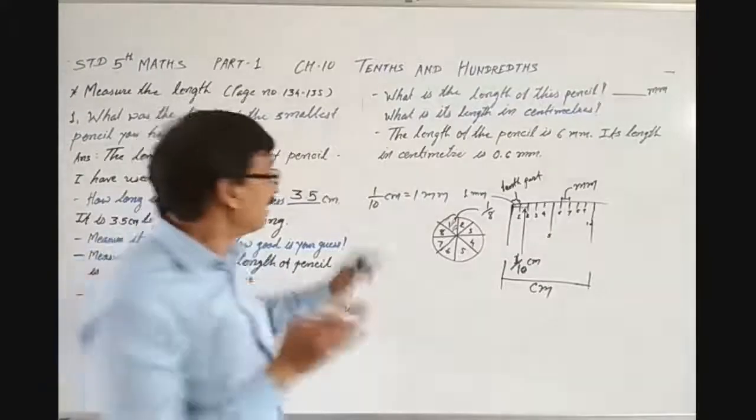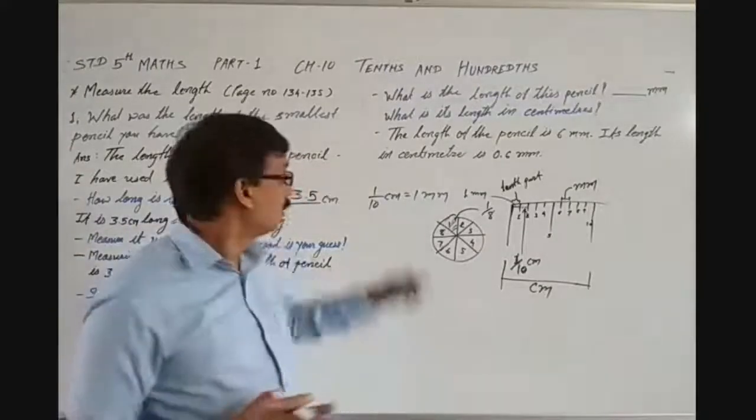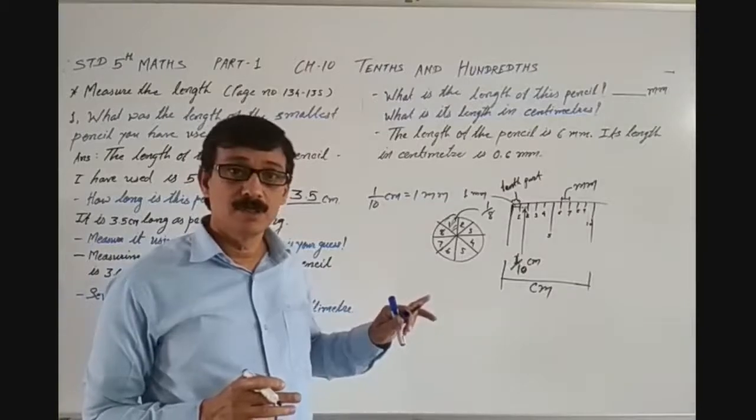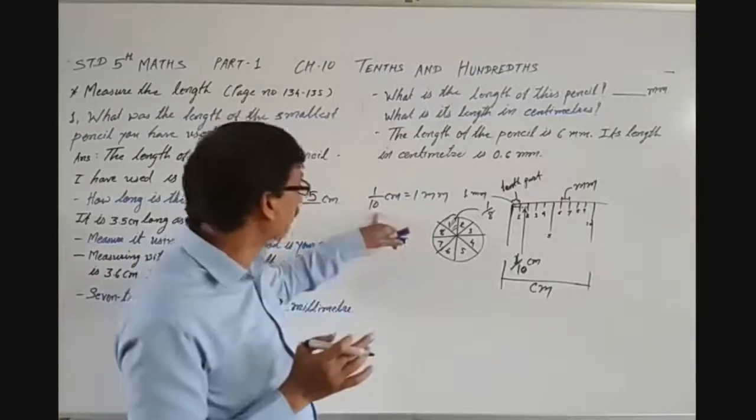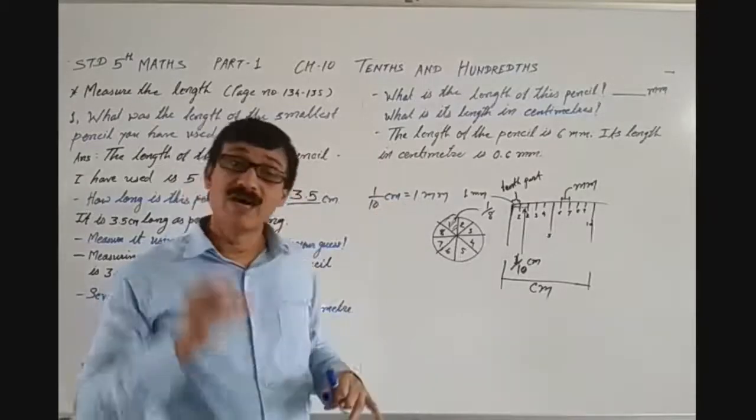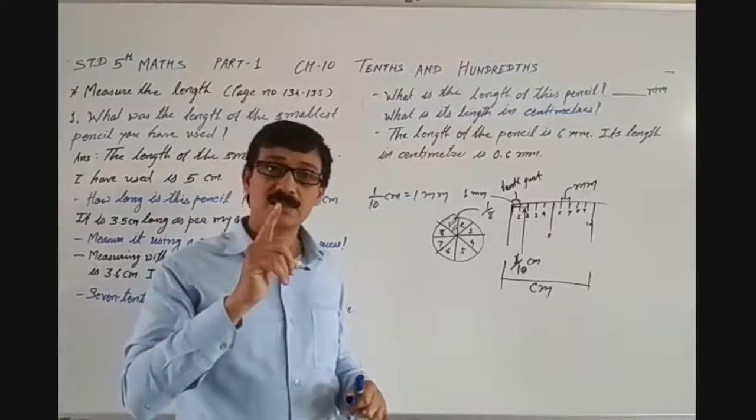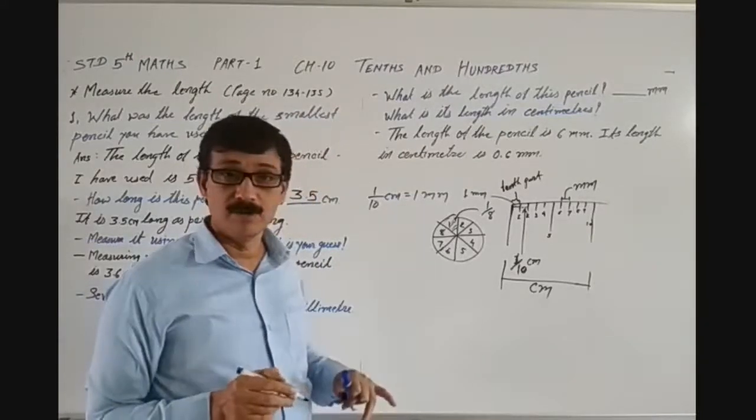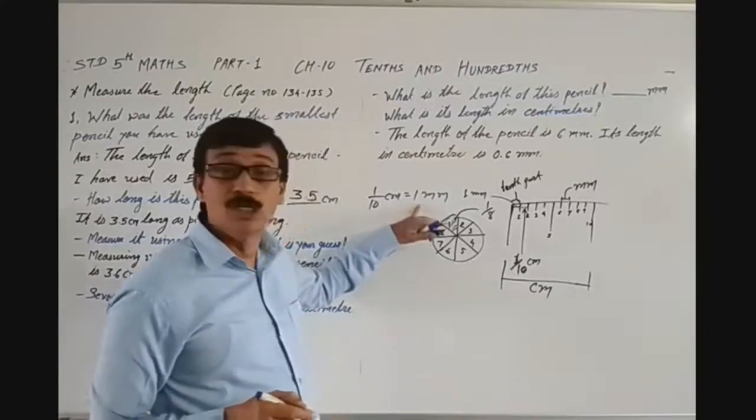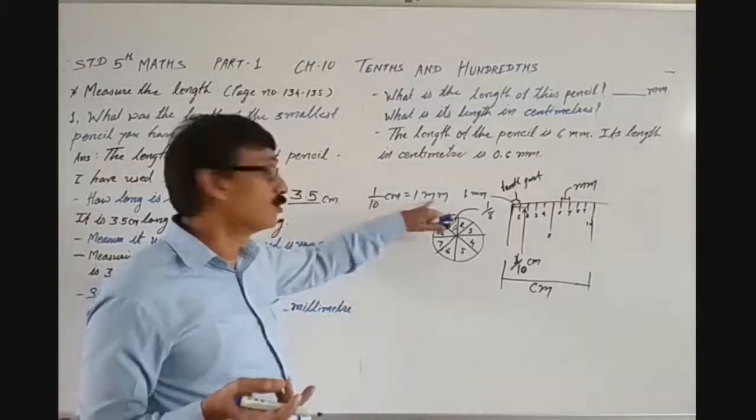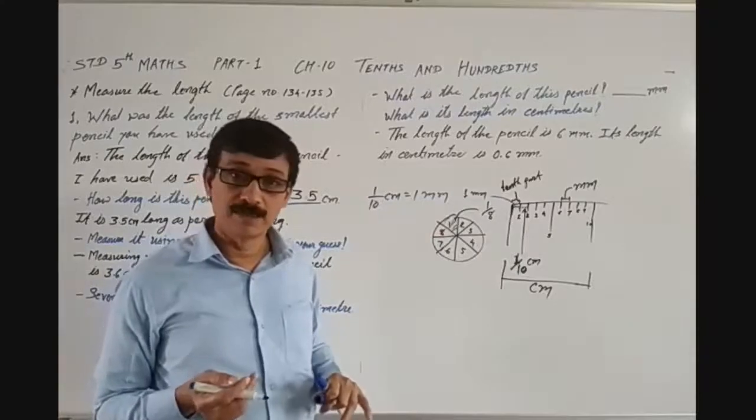I can say 10th part. The 10th part is 1/10 centimeter, right? 10th part of a centimeter, 1/10 centimeter is equal to, now each 10th part is a millimeter. So it is 1 millimeter. So if you want to write the 10th part, then 1/10 centimeter is equal to 1 millimeter, isn't it?